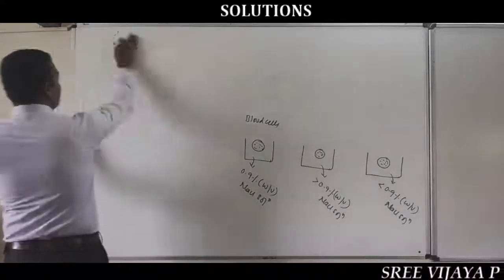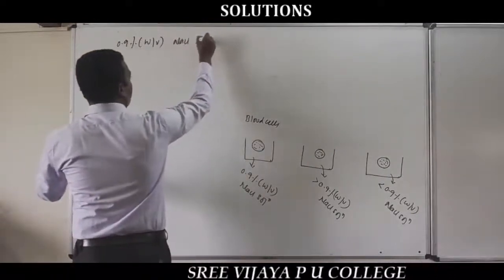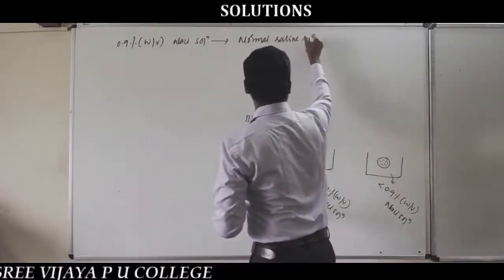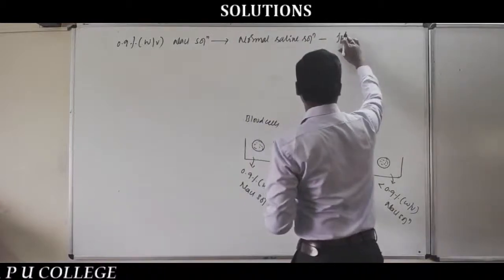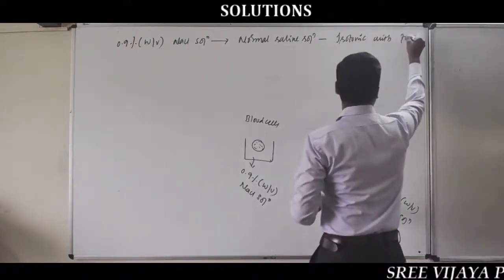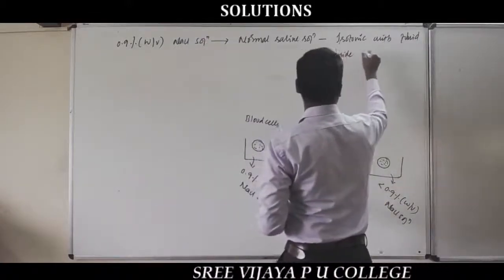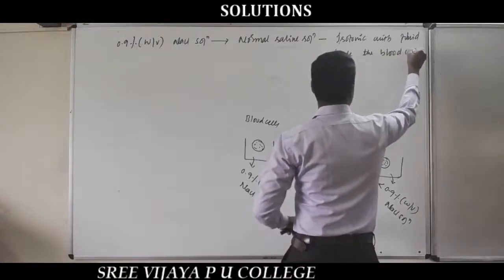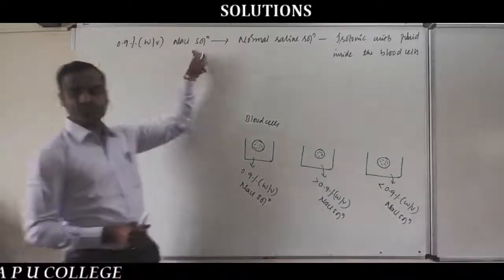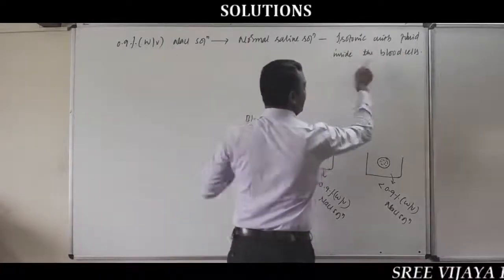Before that, 0.9% w/v NaCl solution is called normal saline solution. Normal saline solution is isotonic with the fluid inside the blood cells. This is very important. 0.9% NaCl w/v, that is a mass percentage NaCl solution, is called normal saline solution. So this solution is isotonic with the fluid inside the blood cells.